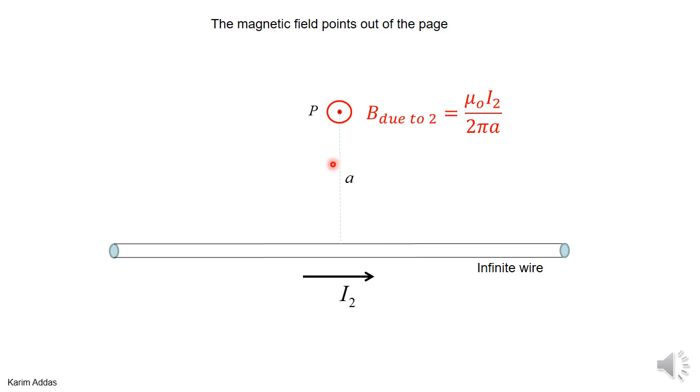Okay, and the value of the magnetic field we derived before, the magnetic field due to an infinite wire, turned out to be mu naught times the current divided by 2 pi the perpendicular distance. So this is the magnetic field due to wire number 2 at this point. We didn't yet put the other wire here. We're going to do that next.